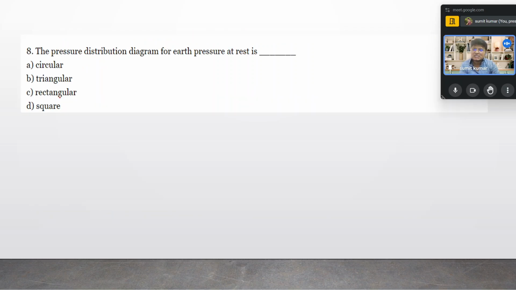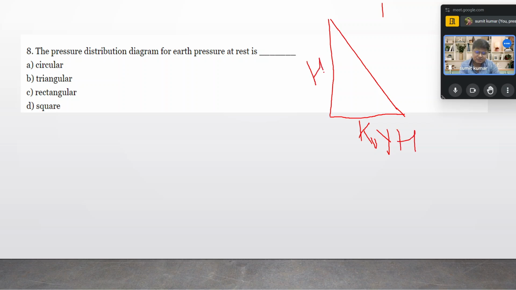Now we move to the next. The pressure distribution diagram for the earth pressure at rest is triangular because you are aware that it is going to be plotted in this fashion. K naught gamma h is the value over here for the rest condition, K naught gamma h for the height h, right? So it is going to be triangular.